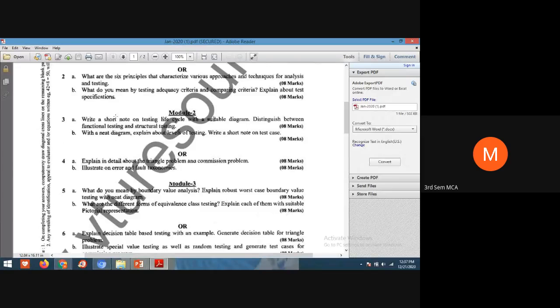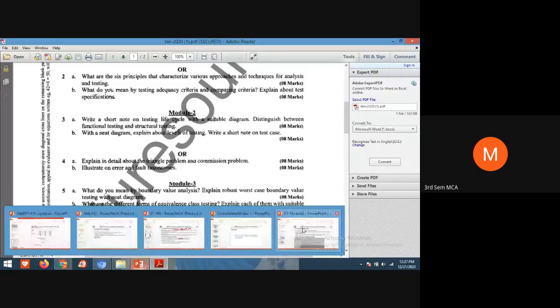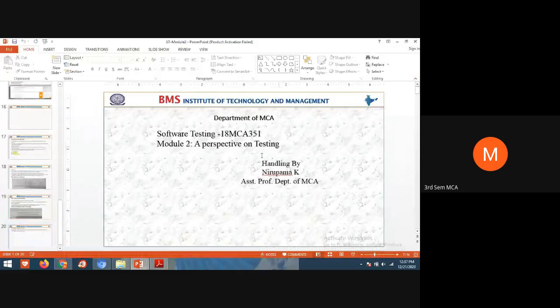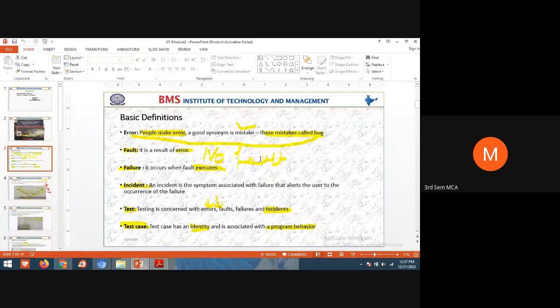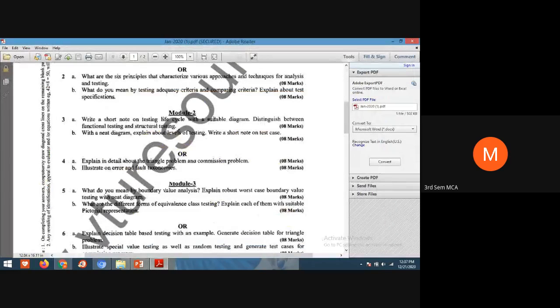And then the 4B question is to illustrate errors, faults, and taxonomies. So the definitions you have to write. Yes, students, this question is for 8 marks. Don't just write the definition; take some example, and based on the example take the scenario, and based on the scenario you have to explain errors and faults. Error and fault you need to explain.